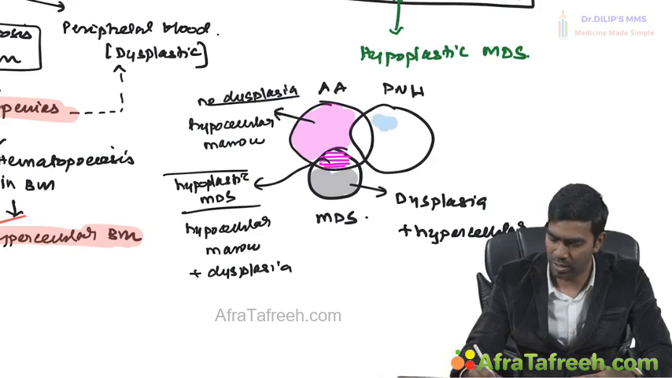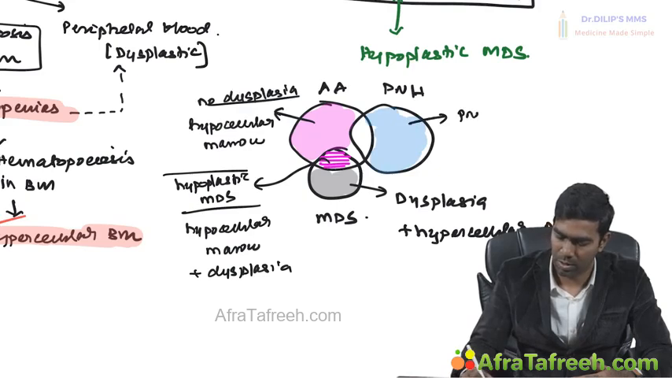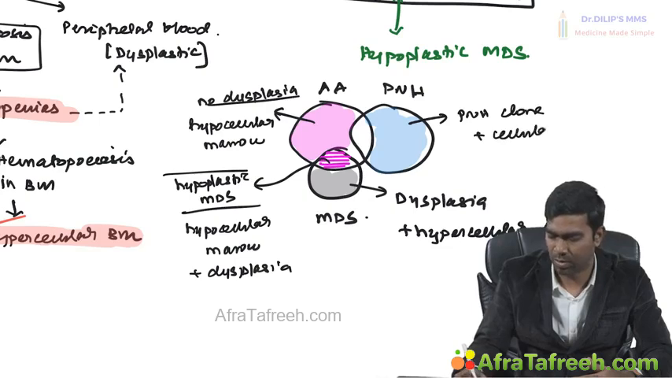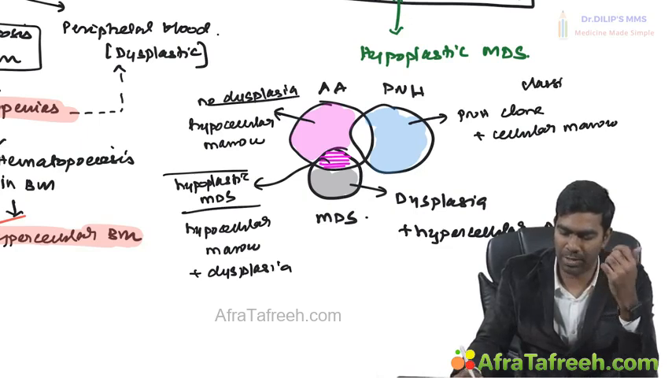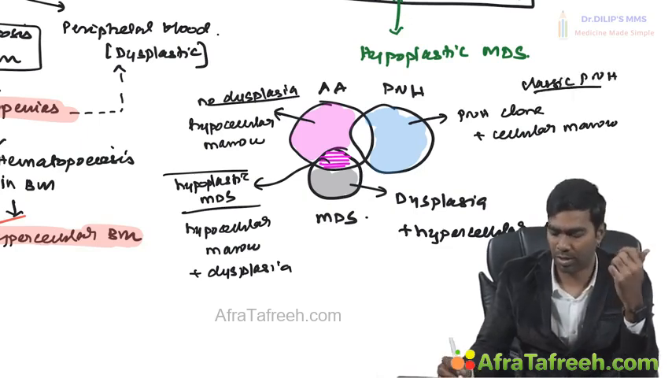You are going to see a PNH clone. Here, you are going to see a PNH clone, but these patients will have a cellular marrow. PNH clone plus a cellular marrow. This is normal. This is what we refer to as classic PNH. You can refer to the PNH video if you want.